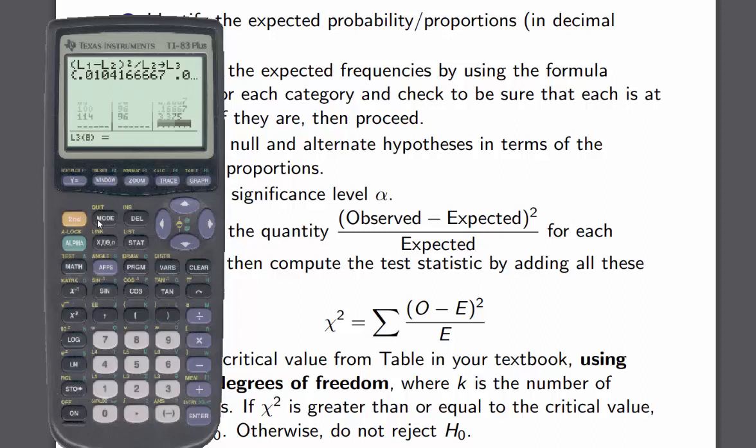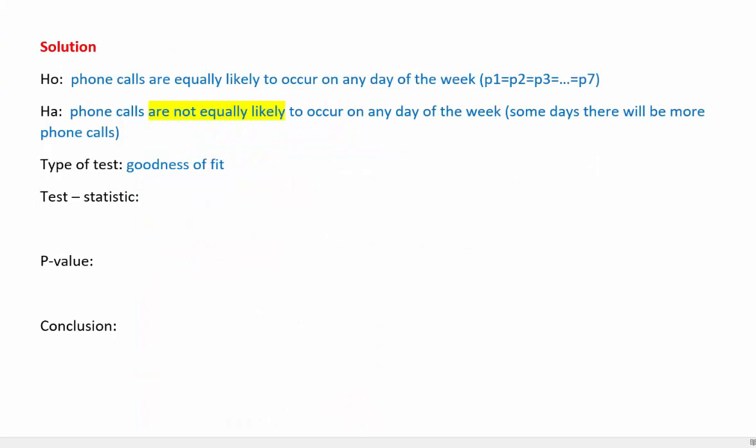We're not done. We need to sum them up. So go to second, stat, scroll to math, select command 5. We're going to sum up the values in the column L3. Okay, so 14.1458. That is our test statistic.